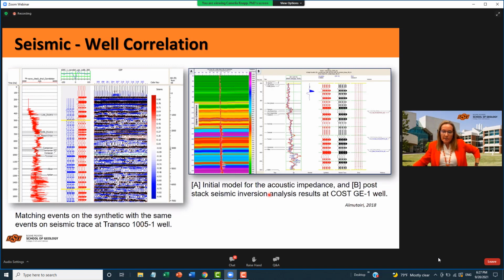And the figure here on the right displays the initial model for the acoustic impedance and the post-stack seismic inversion analysis results at the COST G1 well. And this is the only well where we actually did have some poor results as well. So here, this figure B shows a reasonable match between the inverted acoustic impedance shown in red and the computed impedance from the well shown in blue. And here are the synthetic traces and the traces extracted from the seismic shown side by side in red and black.